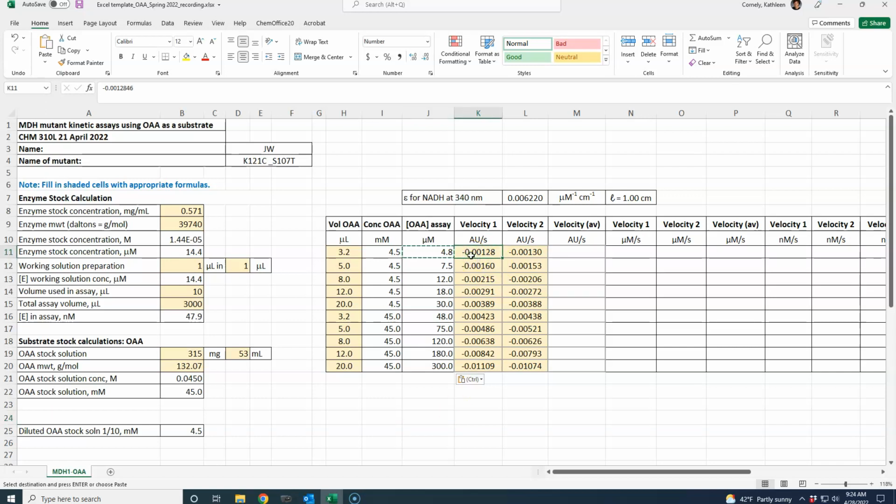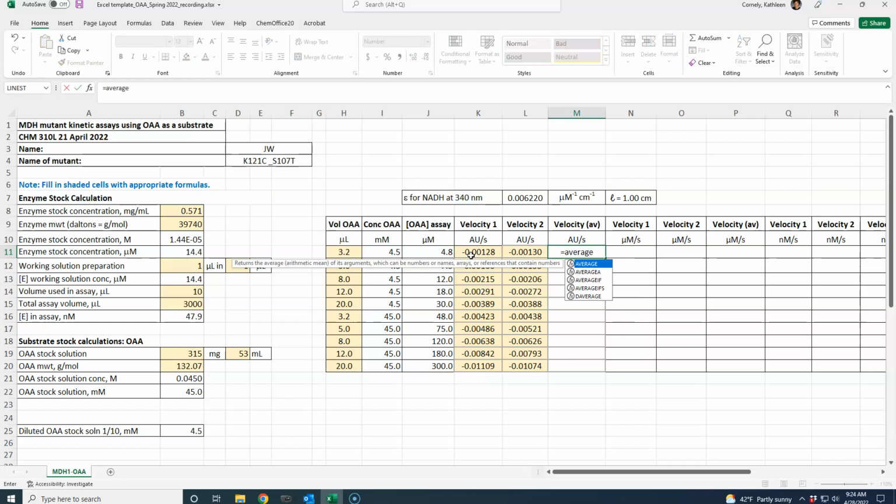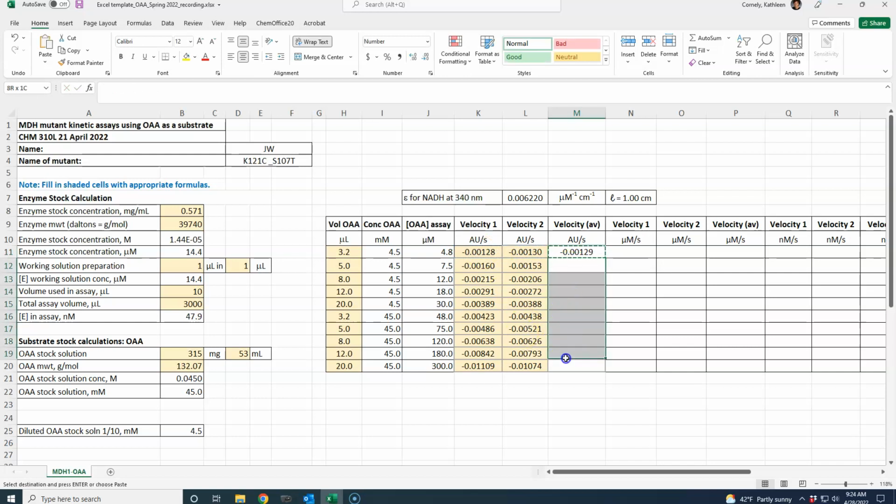Okay, so these are the velocities for both trials that Jessica and Catherine got when they measured the velocity of the reaction. We want to calculate an average, so we'll just use a built-in Excel function where we look at the average of these two. And I can copy this now.